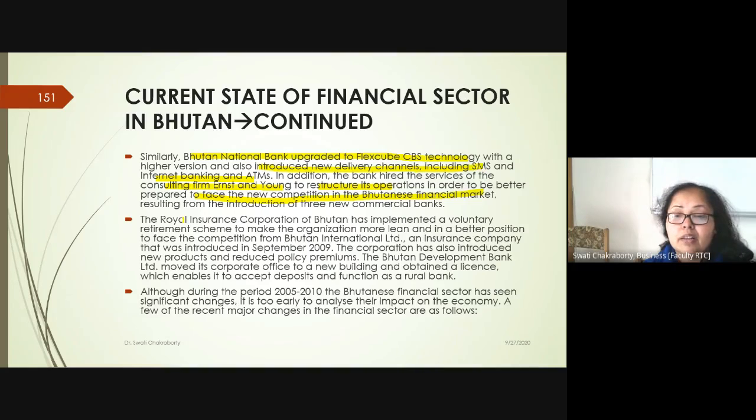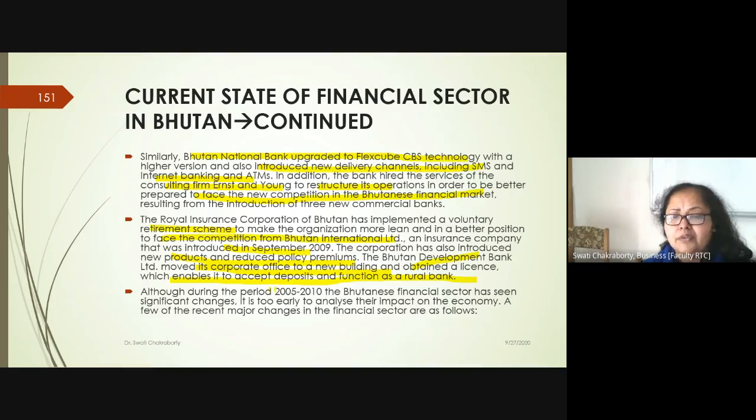The RICBL has implemented a voluntary retirement scheme to make the organization more lean and in a better position to face competition from BIL, which is an insurance company which was introduced in 2009, right? So the corporation also introduced new products and new policy premiums. The BDBL has moved its corporate offices today to a new building and obtained a license which enables it to accept deposits and function as a rural bank.